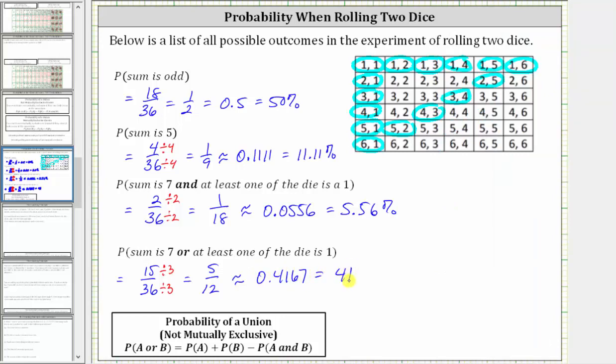which is 41.67%. I hope you found this helpful.